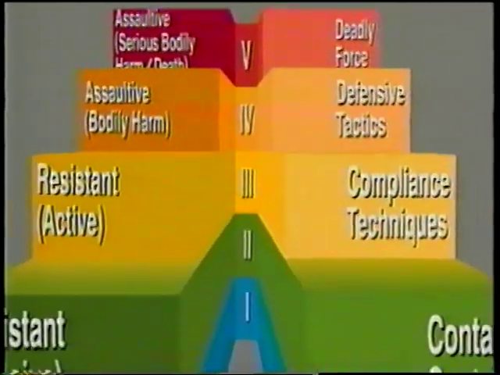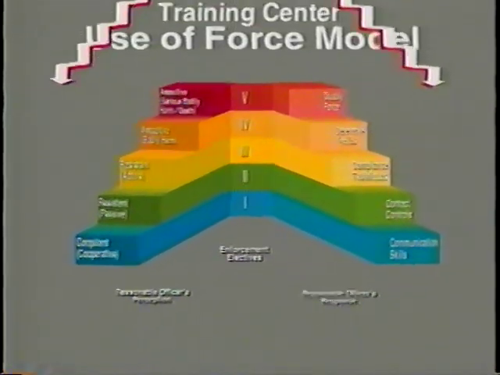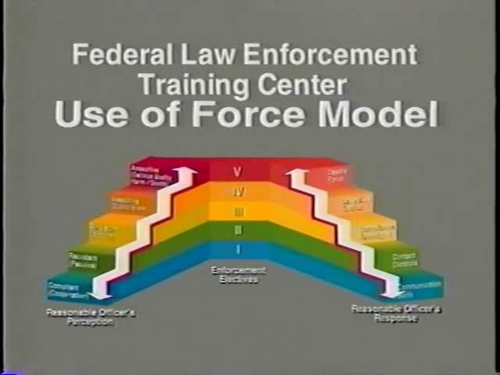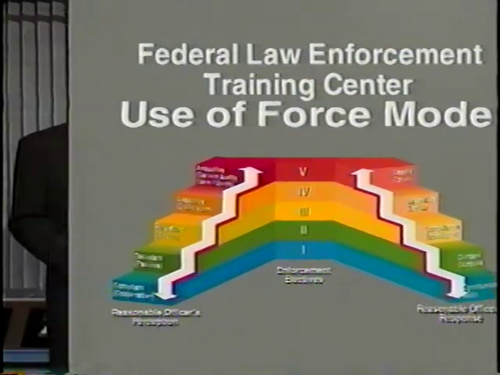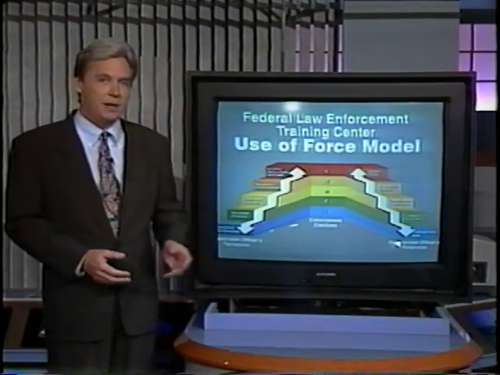As you can see, the model also supports double-sided arrows running from the blue tier all the way to the red tier. These arrows represent a logical and legal cause and effect based upon a reasonable perception of risk. They illustrate that an officer has the option to escalate, de-escalate, jump between tiers, or maintain the level of force that he or she deems appropriate to gain and maintain control of the subject and the situation. It's a dynamic model, isn't it?